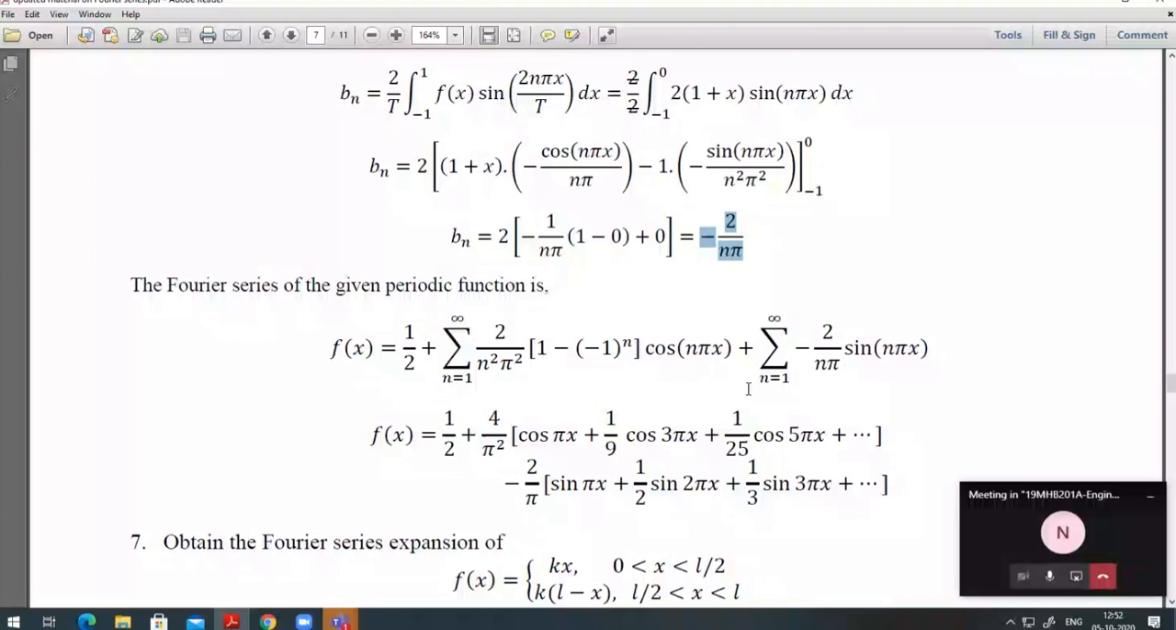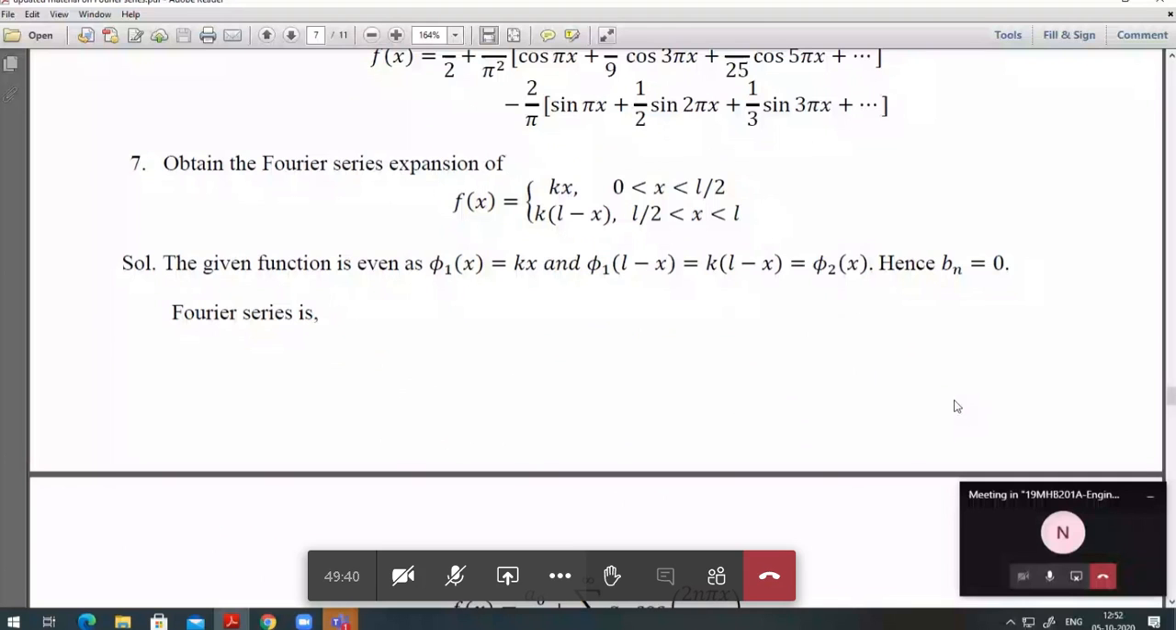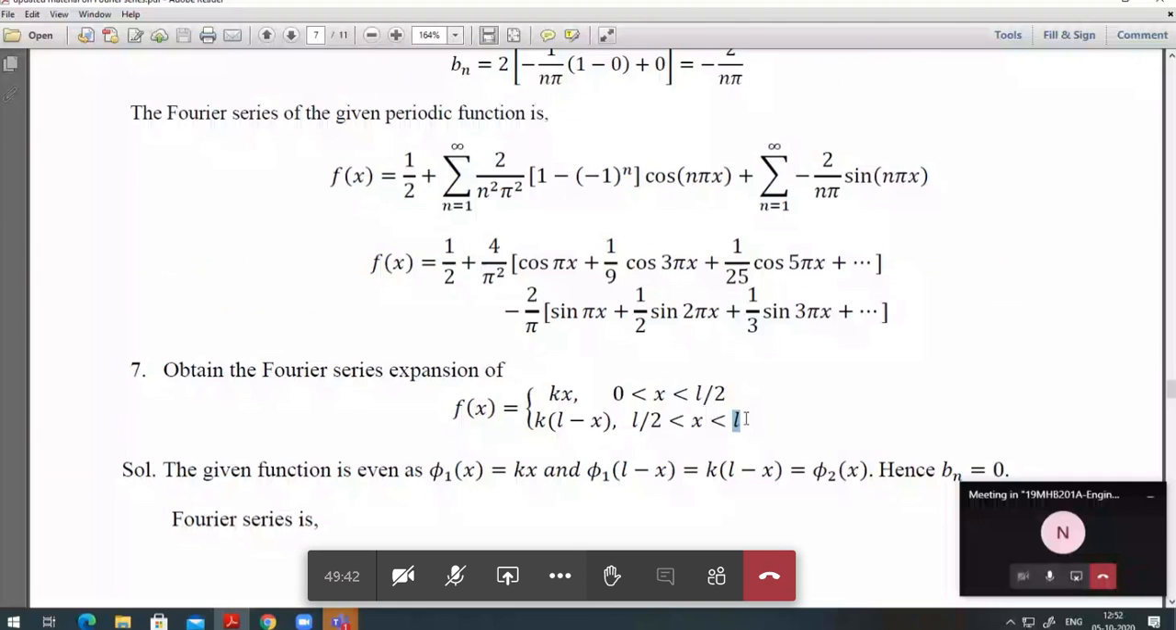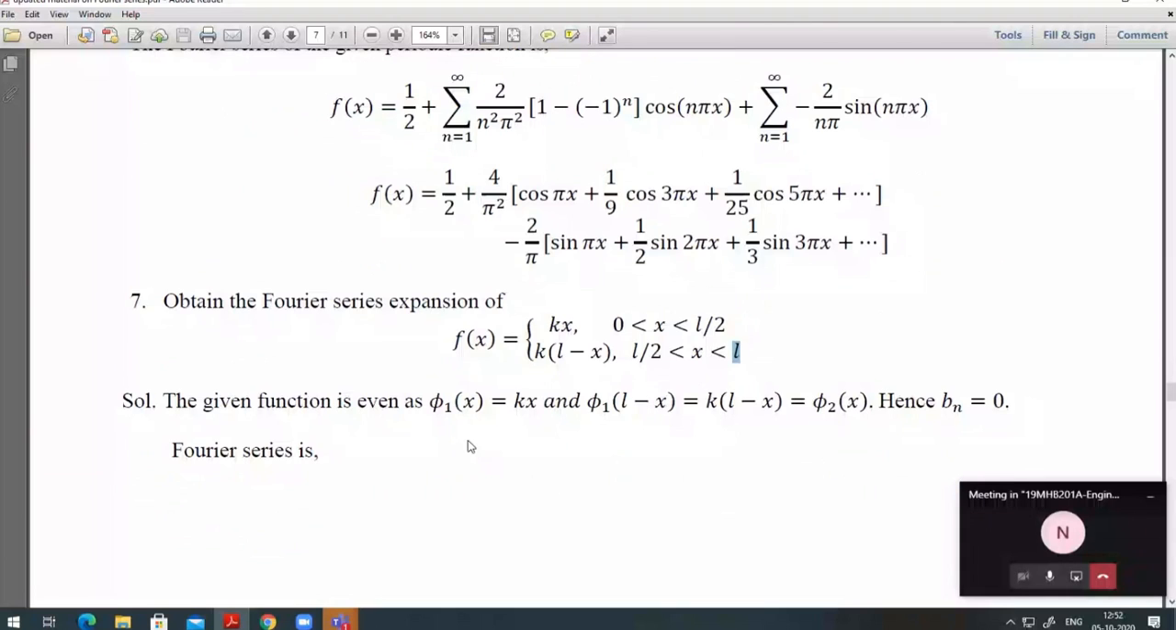So when you define 0 to L, you have to take the given function phi1 of b minus x. That is, b is L, so phi1 of L minus x. You compute phi1 of L minus x. Phi1 is kx, so replace x by L minus x. So k into L minus x, which is nothing but phi2.